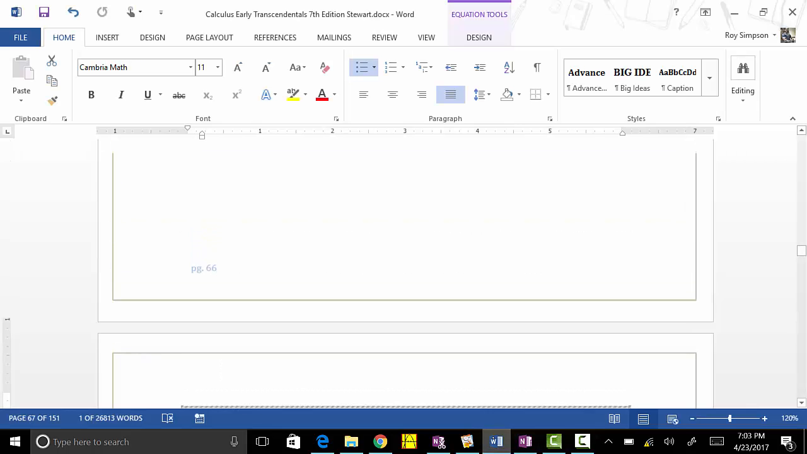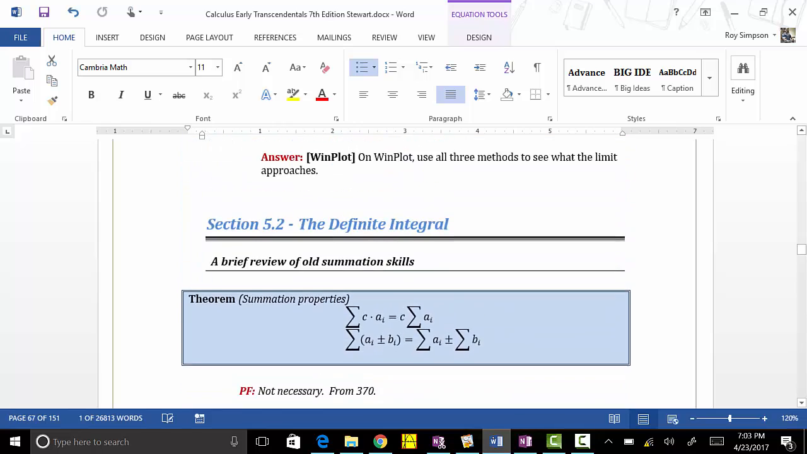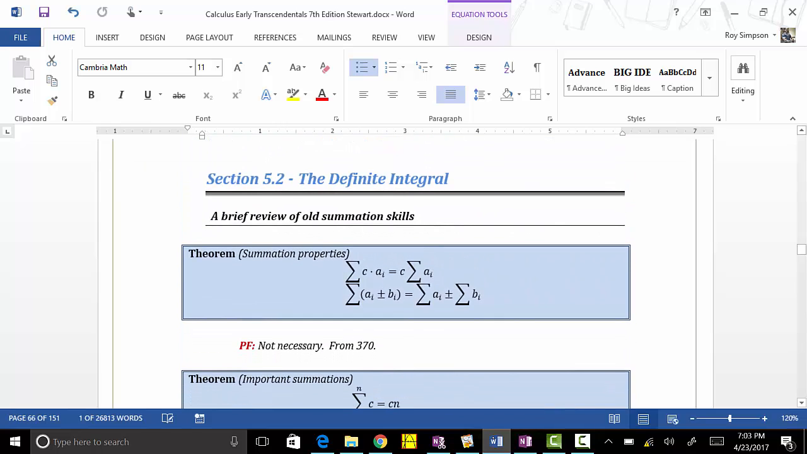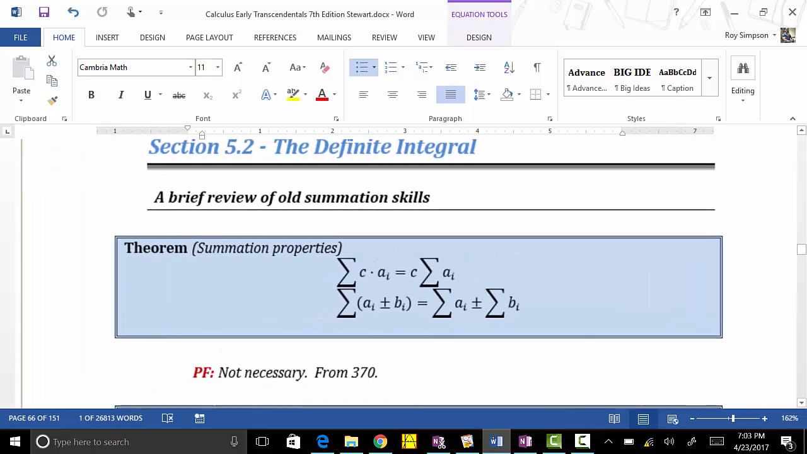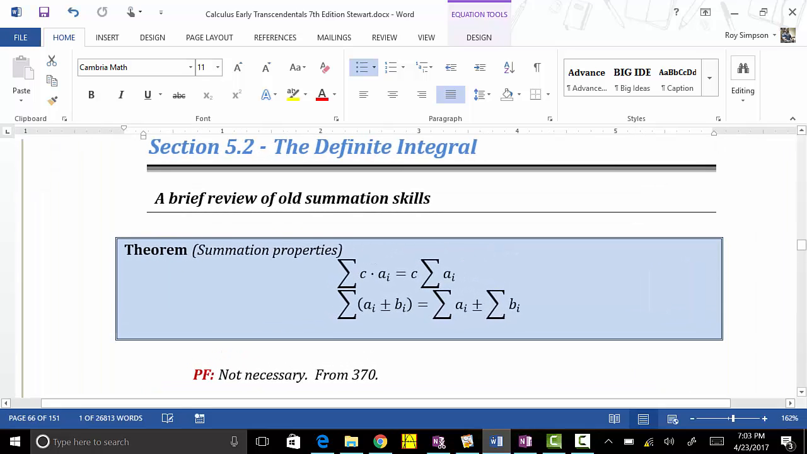Sorry, folks, I have been called into a meeting, and so I will have to miss Tuesday's class. So what I'm going to do instead is just go through section 5.2, my lecture notes with you, so you can see what I would have lectured on in class. So here we go.